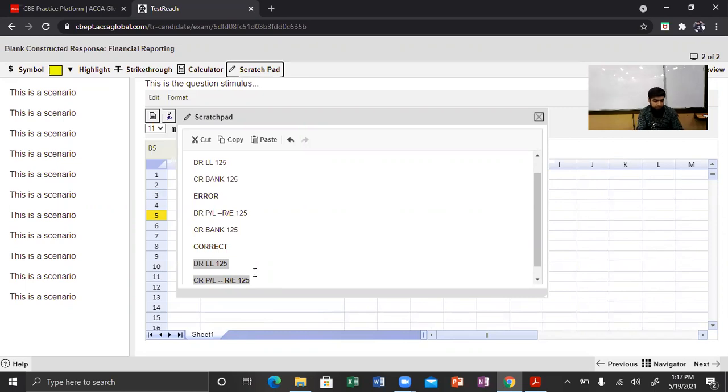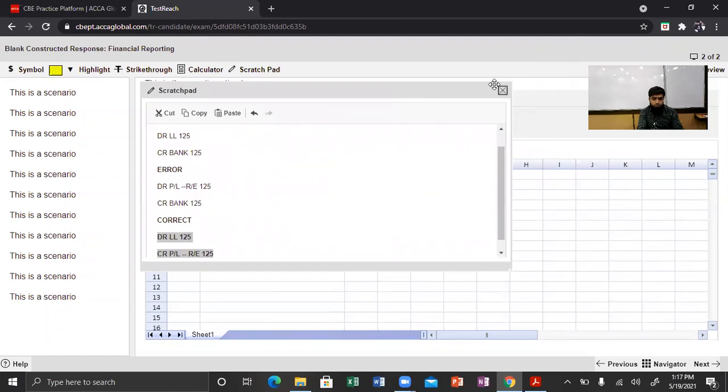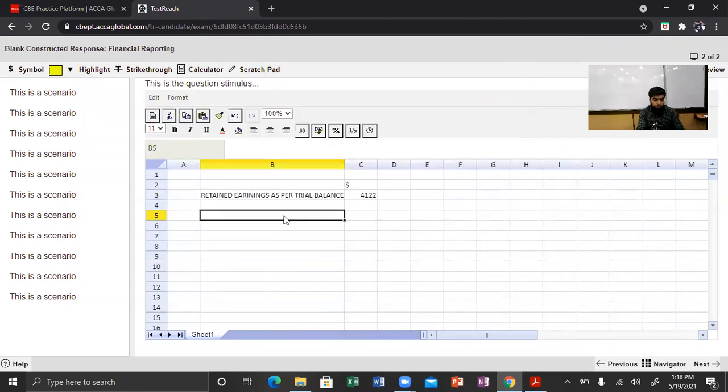$125,000, and that is to credit the retained earnings account, because the accountant has incorrectly debited it to the profit and loss account, which it should not be. So let's adjust the issue cost. Issue cost is 125, and we are going to add this, because we are going to increase the retained earnings balance.